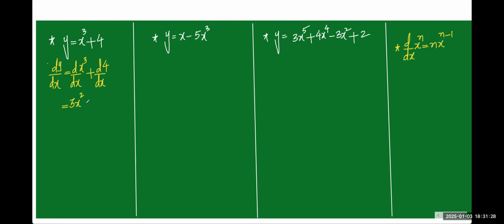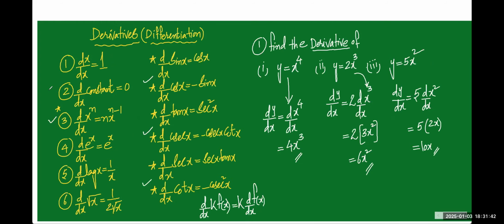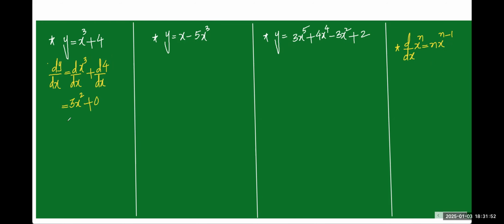Exactly correct. Plus, do we have any function here? No, it's a constant. That's 0. Oh, so if it's a constant, it becomes 0? Yes, look at rule number 2. d by dx of a constant term is equal to 0. Got it? Yeah. So finally, we say that it is 3x2. And that's it. Okay, yeah, got it. Moving to this one.